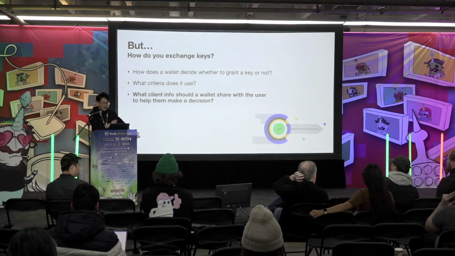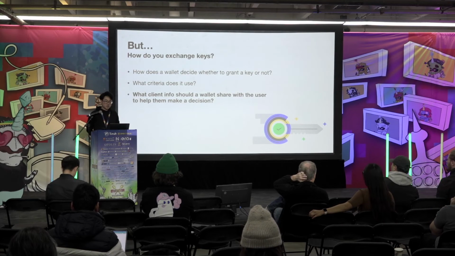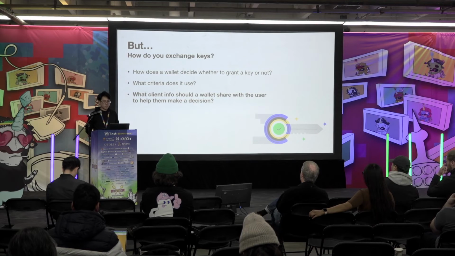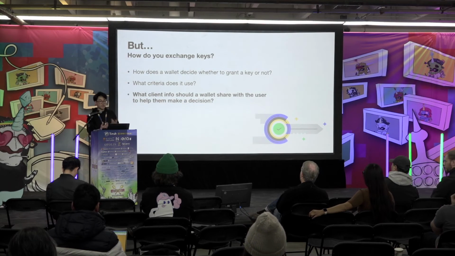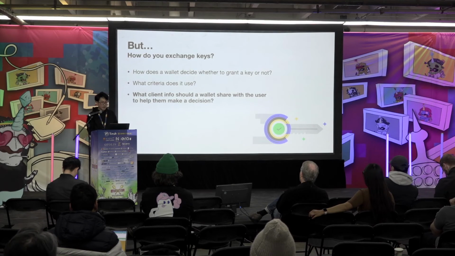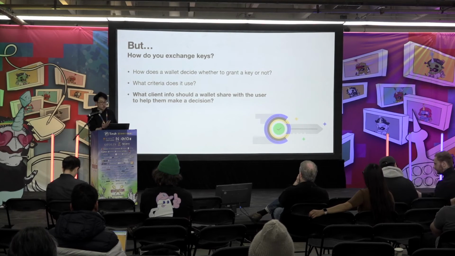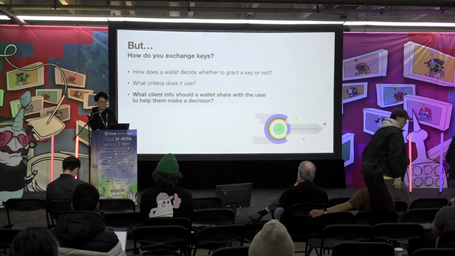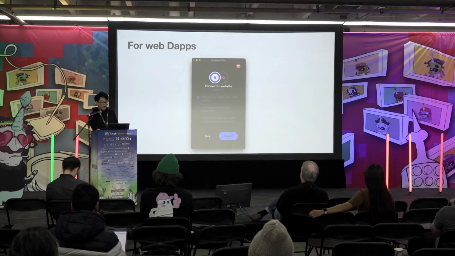But actually, okay, now you can have a shared secret, but I didn't talk about how a wallet decides to grant a key or not, with what kind of criteria. Well, first you need to get the user's confirmation, but what kind of client information should the wallet give to the user to help them make such a decision? We already have this.